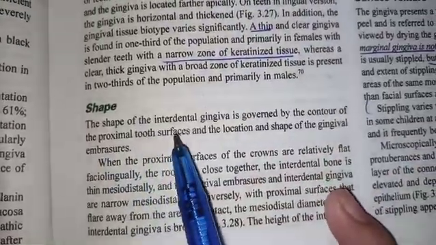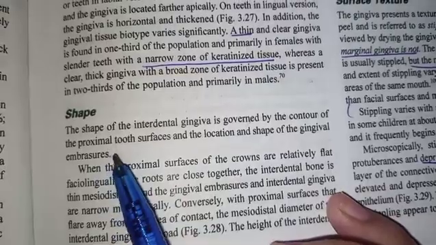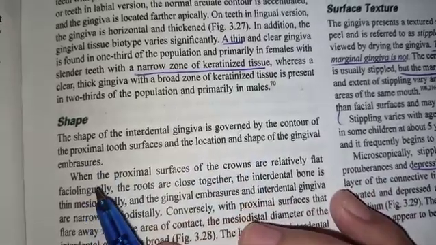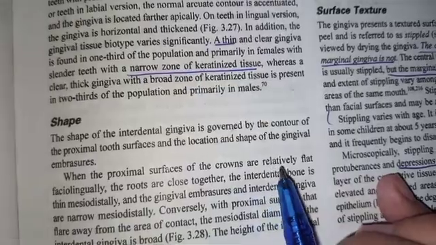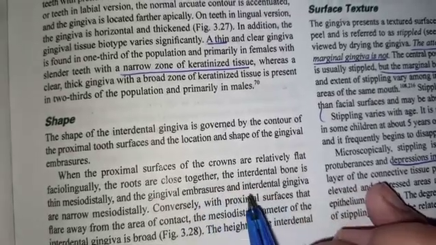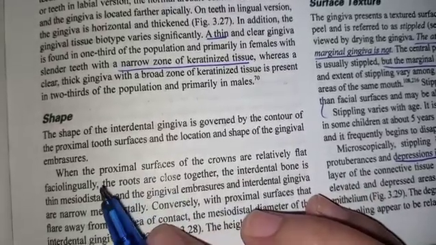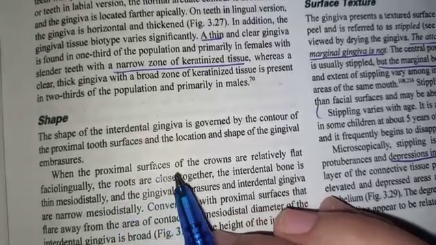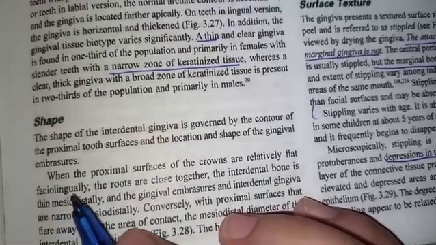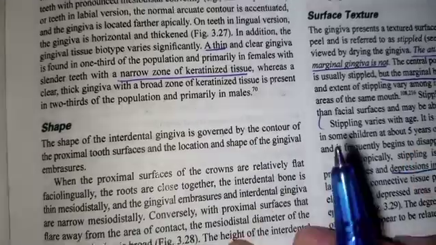Now moving towards the shape of the interdental gingiva. The interdental gingiva shape also depends on the contour of the proximal tooth surfaces, and again the location and shape of the embrasures. When the proximal surfaces of the crowns are relatively flat faciolingually and the roots are close together, the interdental bone is thin mesiodistally, and the gingival embrasures and interdental gingiva are narrow mesiodistally. So basically they are describing the shape.